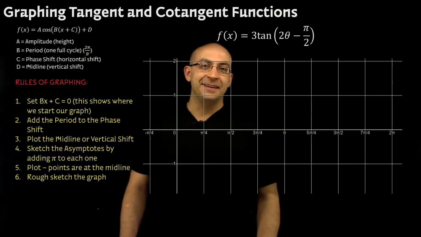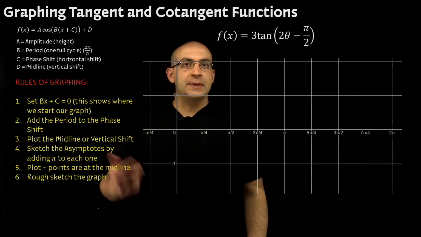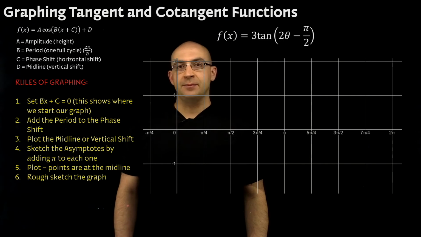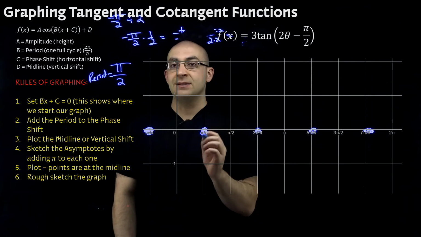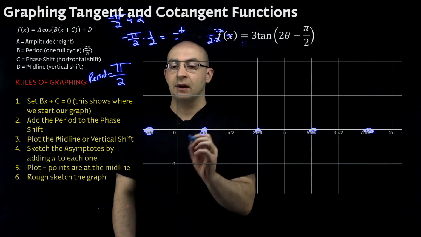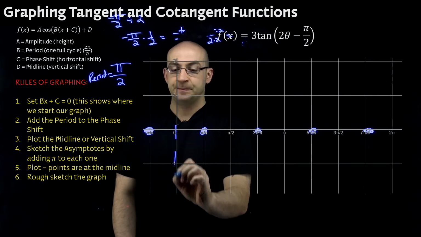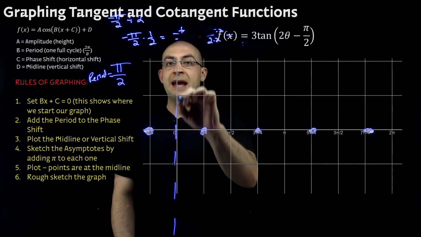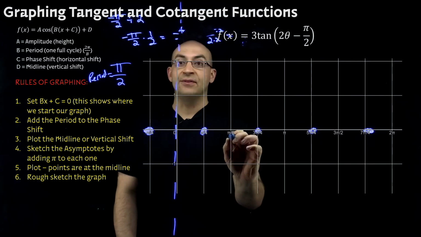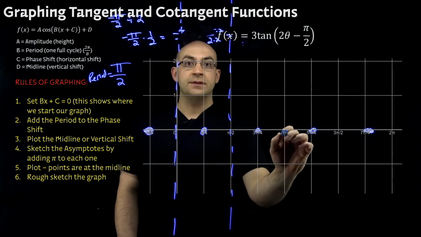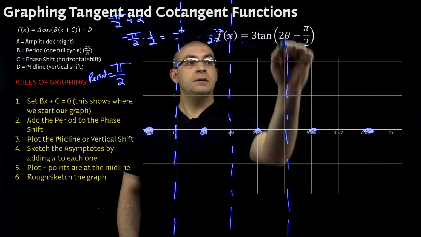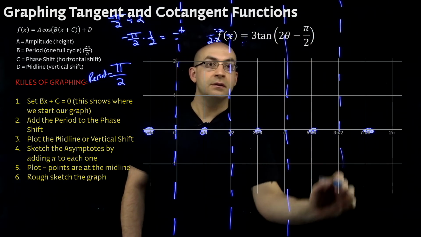Let's try something else. Second one we're going to do, 3 tan times the quantity of 2 theta plus pi over 2. So these are not the 5 points. This is what I'm looking for, which means the middle of this value is going to be 0. 0 is going to be the asymptote. And then I'm going to be adding pi over 2 for every other asymptote. So it's going to be here and through here and so on and so forth.